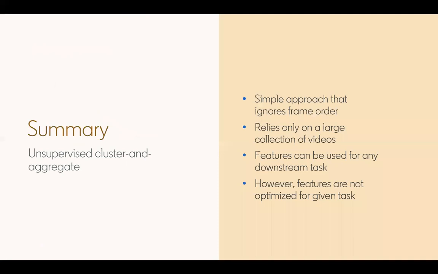So in summary, unsupervised cluster and aggregate techniques ignore frame order and rely on a large amount of data to compute a UBM. And the UBM is then used to compute statistics for a specific video. And those statistics become the representation of that video. The representation of the video can be a k-dimensional representation in the bag of words approach, or a k times d-dimensional representation for VLAD and SGMM. And this representation is then used in downstream tasks like video classification.